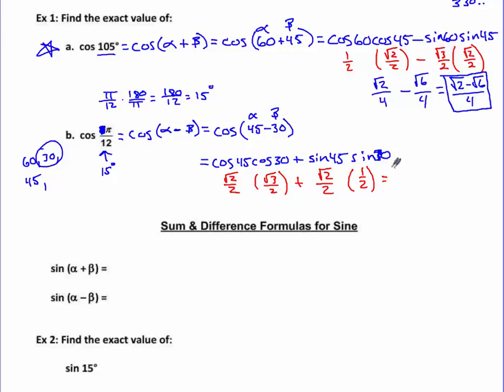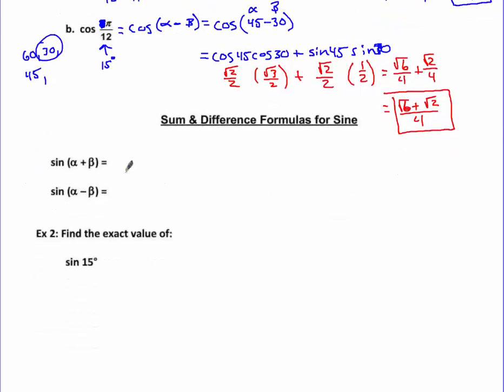Okay, all that equals across the top, square root of 6 over 4, plus square root of 2 over 4. So we have the square root of 6 plus the square root of 2 over 4. And again, that's as simple as we can do it, because we can't take the square root of 6, we can't take the square root of 2, so we're just done.